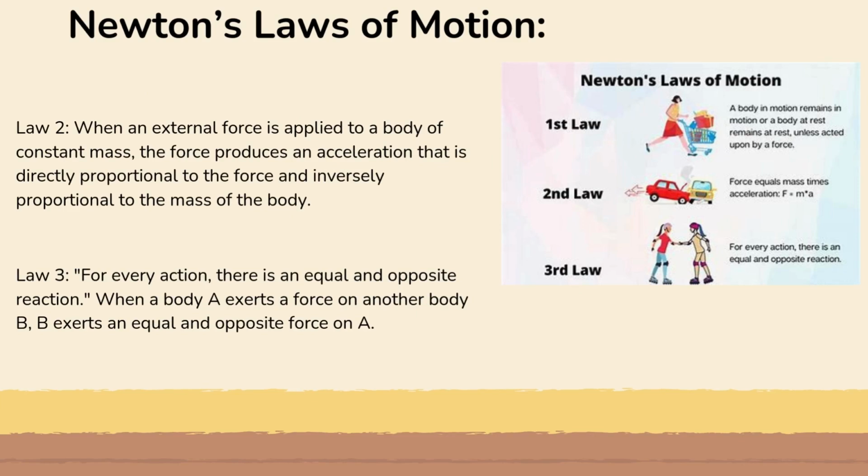Law 2. When an external force is applied to a body of constant mass, the force produces an acceleration that is directly proportional to the force and inversely proportional to the mass of the body. Law 3. For every action, there is an equal and opposite reaction. When a body A exerts a force on another body B, B exerts an equal and opposite force on A.